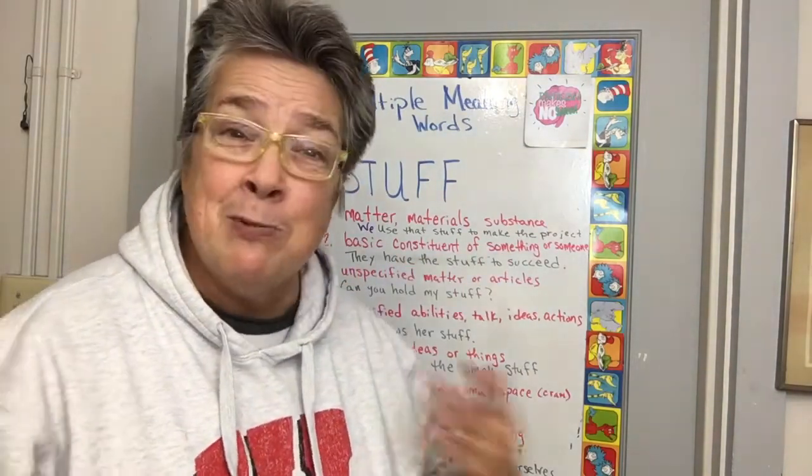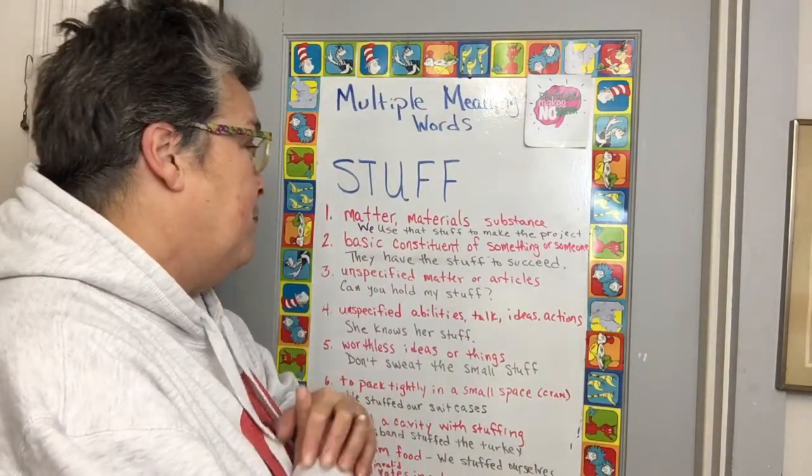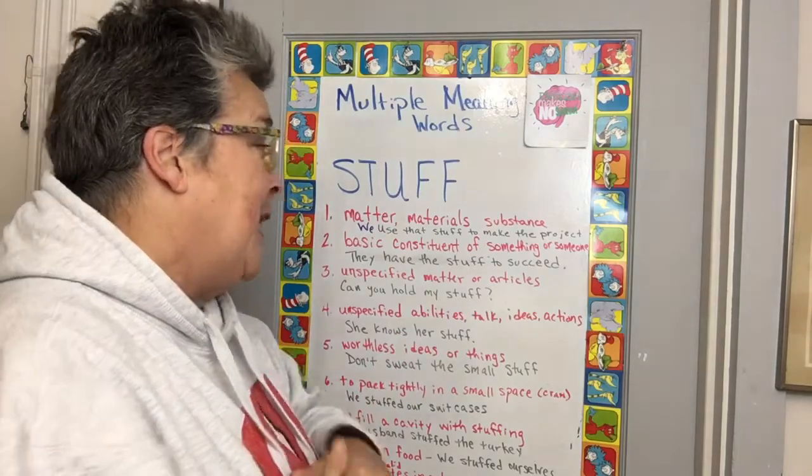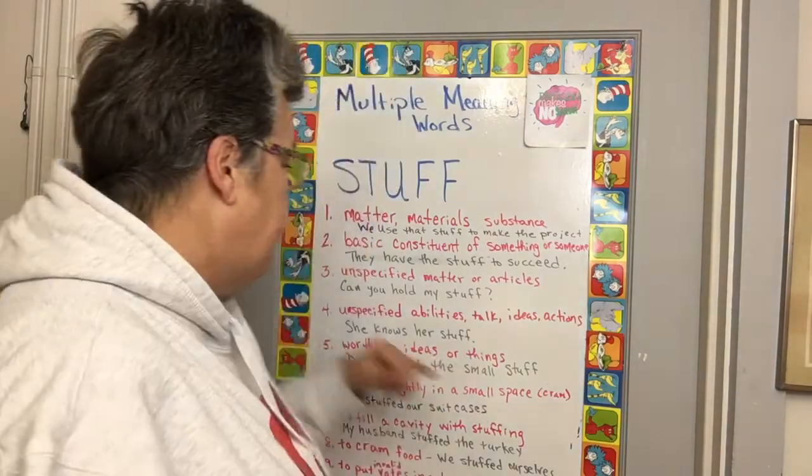What? It's what they're made of. Again, kind of like that, but over here. Basic, what they're made of. They have the stuff to succeed. We don't know what that stuff is, but they have it.